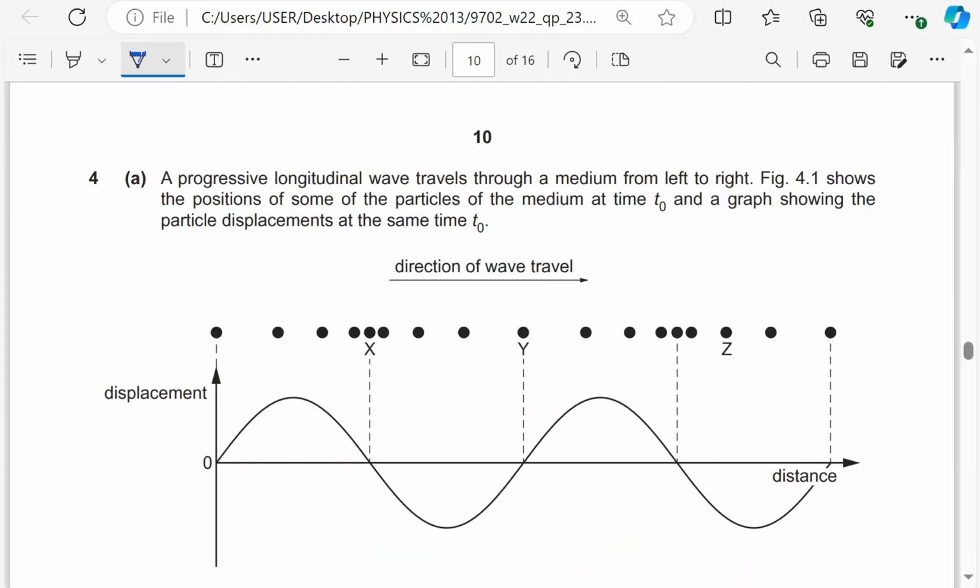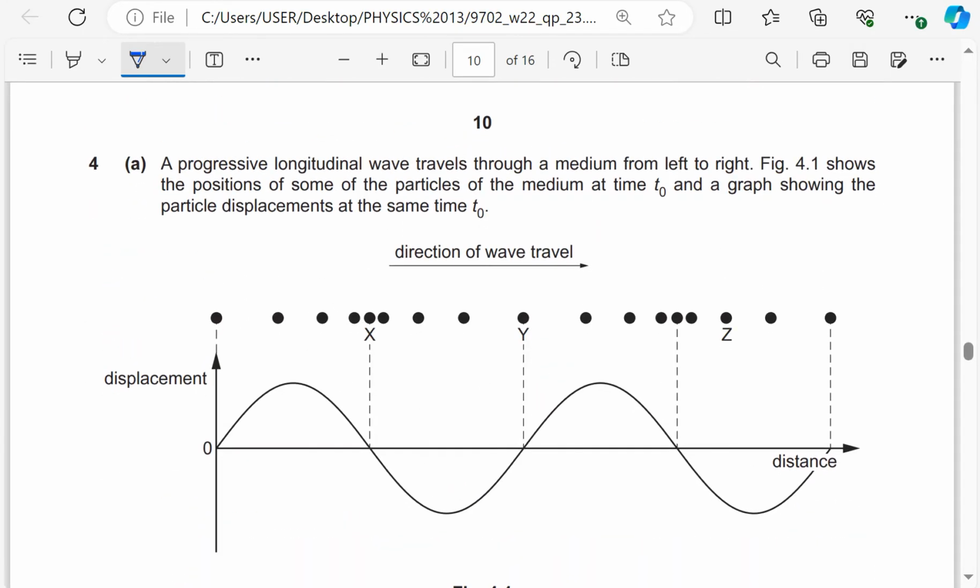Question number 4, I think this is waves. A progressive longitudinal wave travels through a medium from left to right. It's from left to right. The figure shows the positions of some of the particles of the medium at time t equals 0, and a graph showing the displacement at the same time t naught.